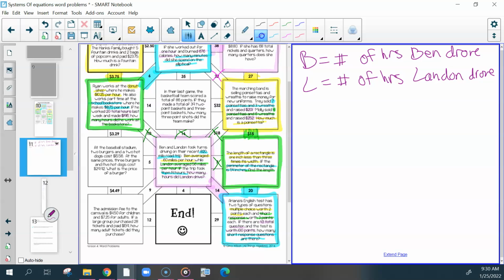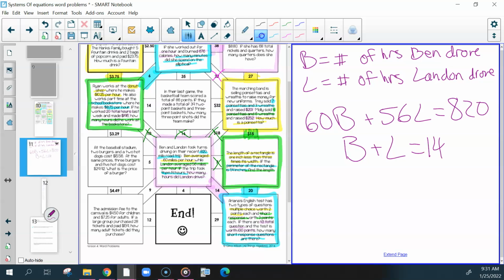How would we set up these equations? Go ahead, Val. Equals what? 820. Total miles equals the average speed, miles per hour, and go ahead. Number of hours one drove plus the other equals total amount of hours. Okay.